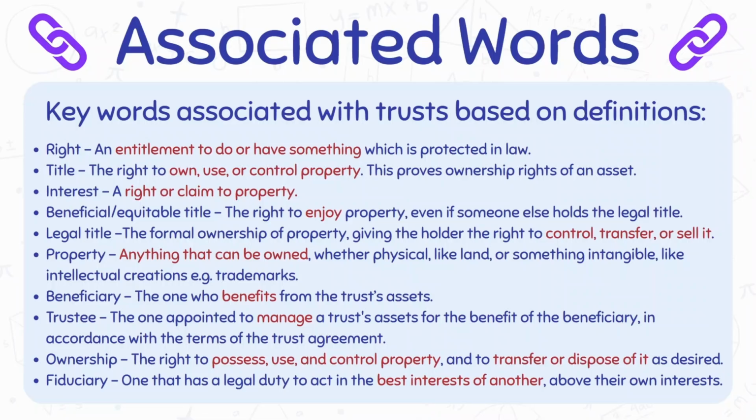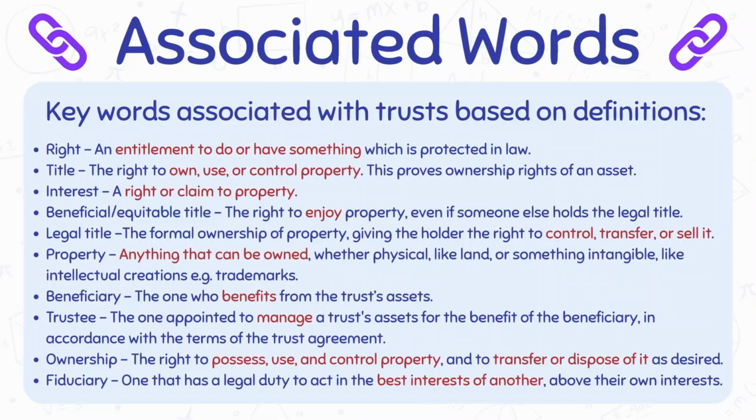Firstly, what do we mean by right? This refers to an entitlement that you have to do or not to do something, which will then be protected by law. Next, title. So title means the right to own, use, or control property, and a title will usually be evidenced in some sort of writing, which you can then use to prove ownership rights of an asset if you ever need to. Next is interest, which is simple. It just refers to a right or claim to property of some kind.